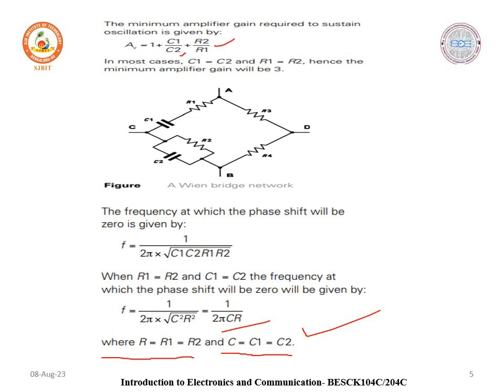Okay, so therefore adjusting the parameters will become simple. When you want to vary that 10 kilo ohm, instead of varying one resistor, we can split whatever the value is and equally divide it into two resistors. So this is the Wein bridge oscillator.